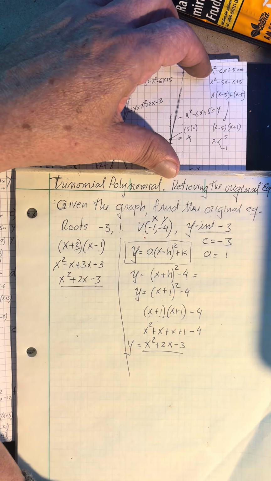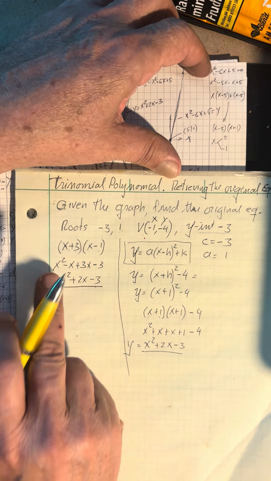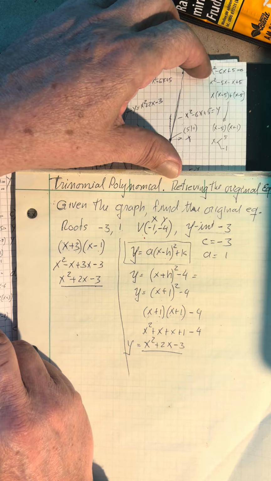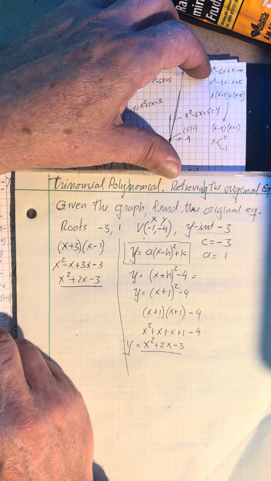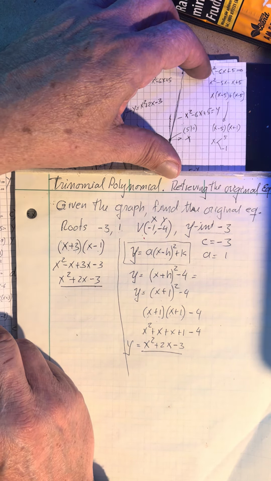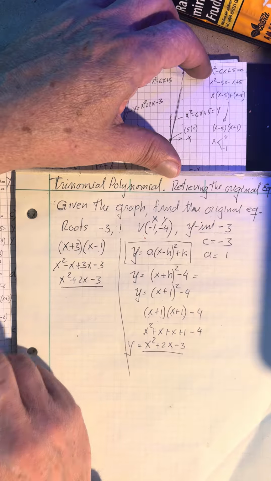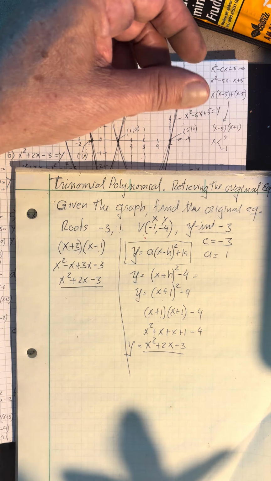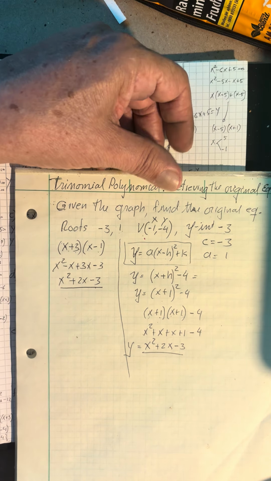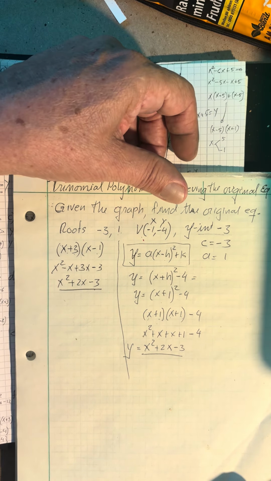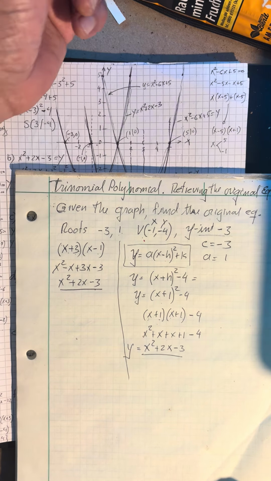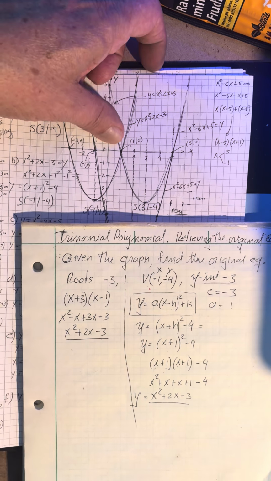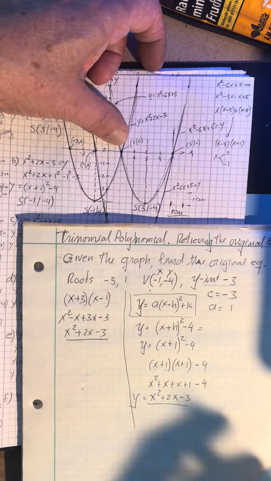So we found it's much faster using the roots. You can find the equation very fast. Okay. So that's how you go back to the equation. Now we only have 9 minutes, so we can do another one. So we'll do this one here.